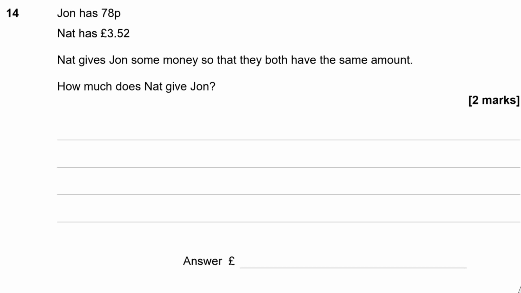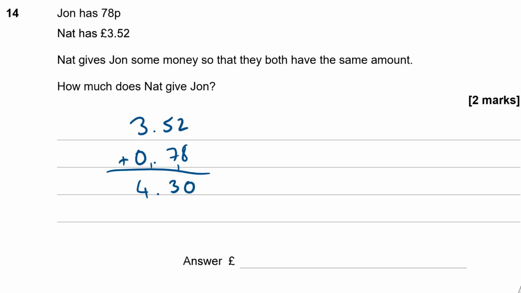Okay, so let's do that first. Let's add £3.52 and 78p. £3.52 and 78p added together. 2 and 8 is 10, so 0, carry 1. 5, 6 and 7 gives me 13, carry 1, and 3 and 1 makes 4. So it's £4.30. So £4.30 is their combined amount.